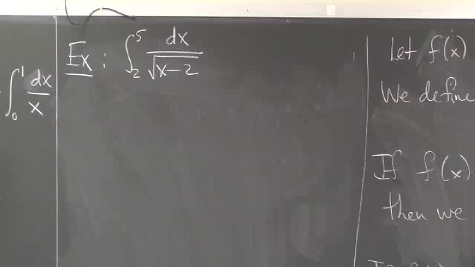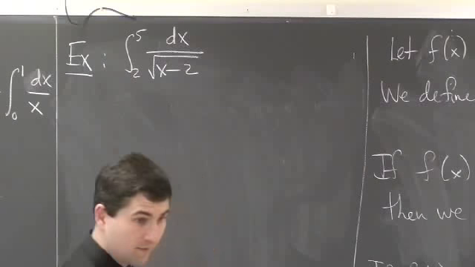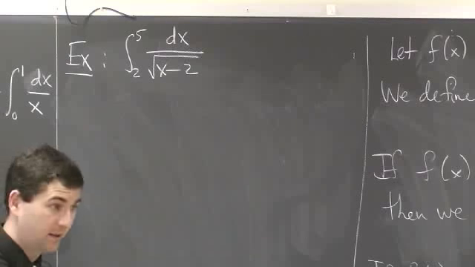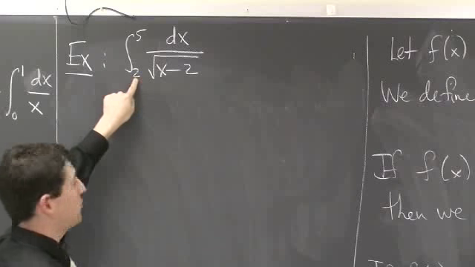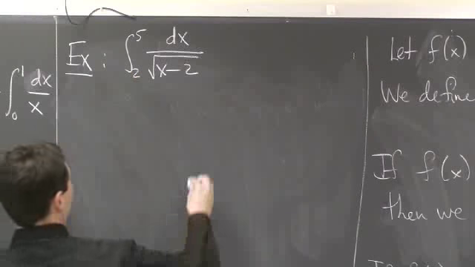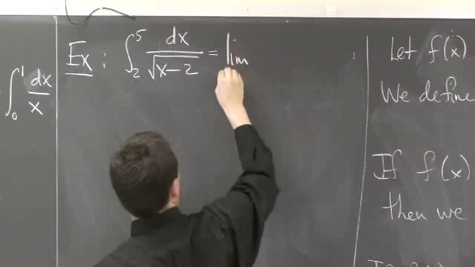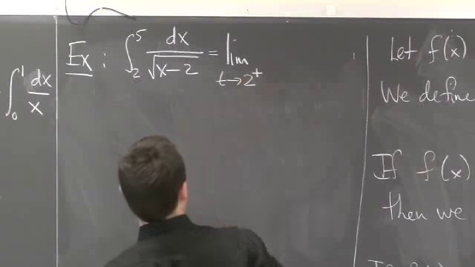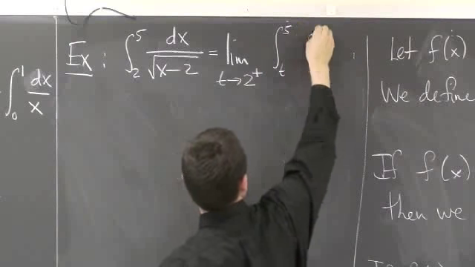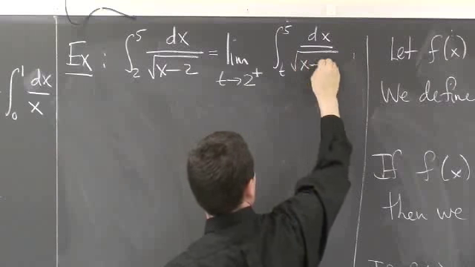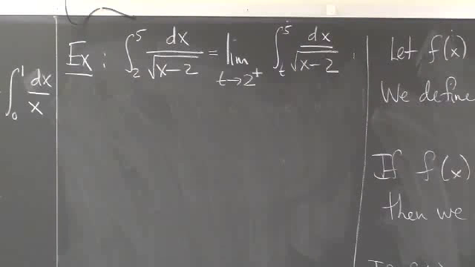So is this a proper integral? Why not? It's not continuous at 2. It's not even defined at 2, the function. So it's an improper integral, so I'm going to have to just approach 2. So this is going to be the limit as t approaches 2 from the right of the integral from t to 5 dx over the square root of x minus 2.